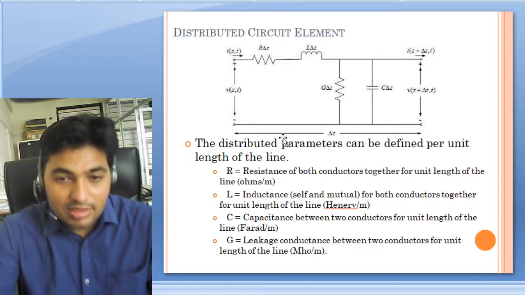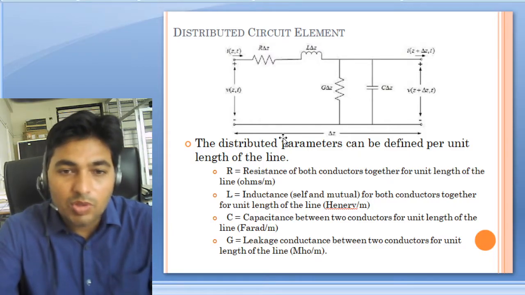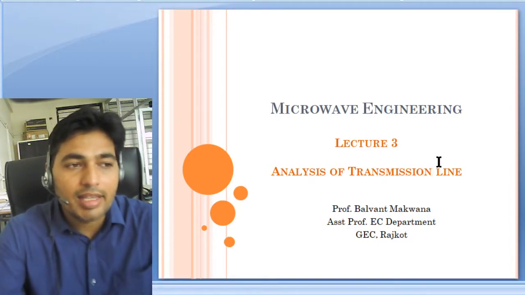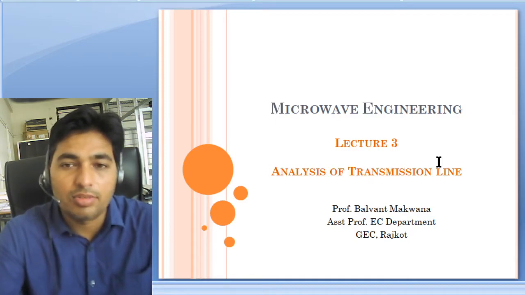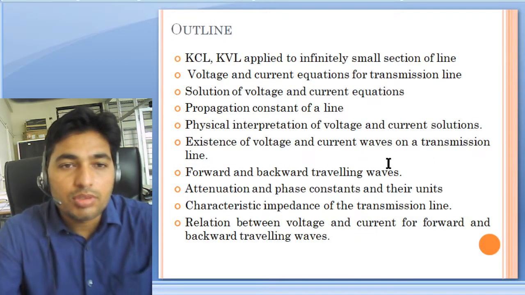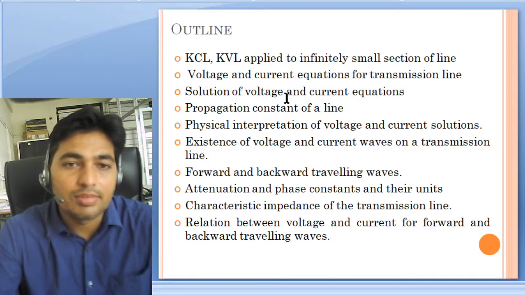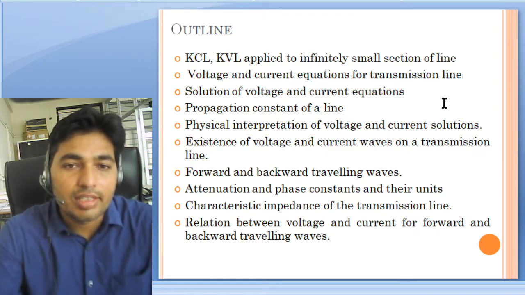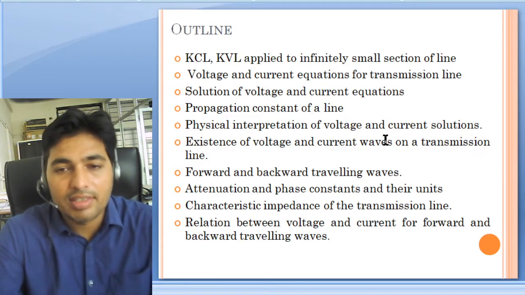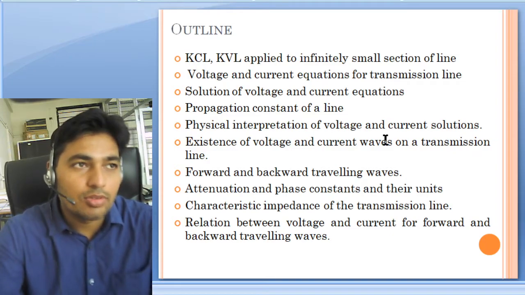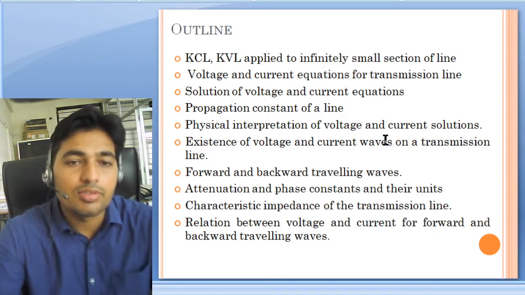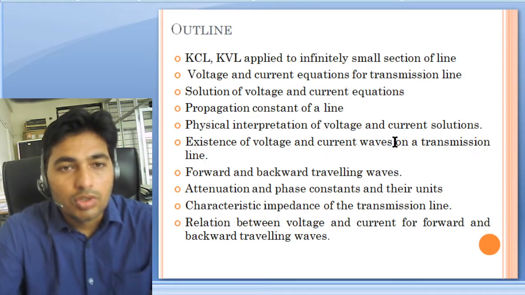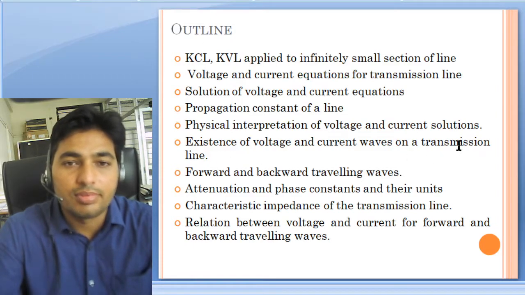Now in this lecture, lecture number 3, we want to analyze this transmission line. For the analysis, we will apply KCL and KVL to a smaller section of the line, and then find its solution in terms of voltage and current. We'll first write the voltage and current equations and solve them. From that we'll define certain constants like the propagation constant, the attenuation constant, the phase shift constant, and various other concepts we'll go through. So this is the basic outline of this lecture.